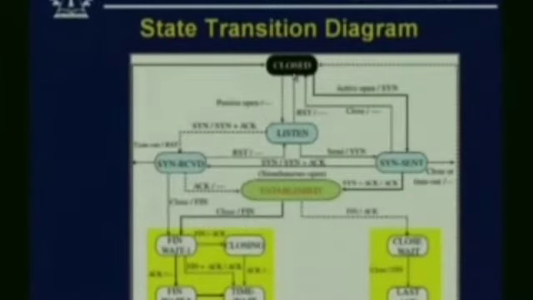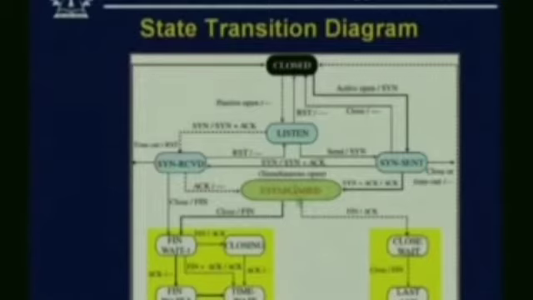So when it is closed, of course nothing is happening. Now some SYN or SYN plus ACK it receives. So once it receives that, it goes to the SYN received state, and then this way. So as we have explained earlier, this is the connection setup phase, and once the connection is set up, it reaches the established phase, and then the two-way communication is going on.